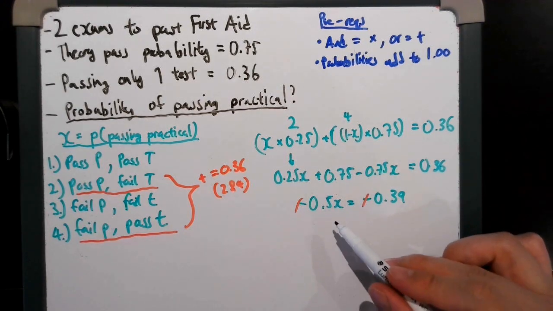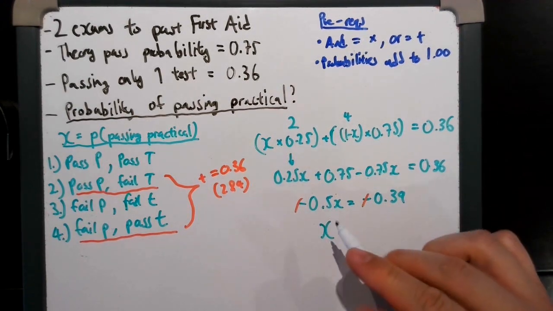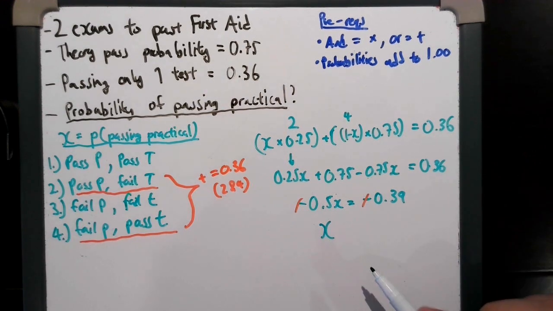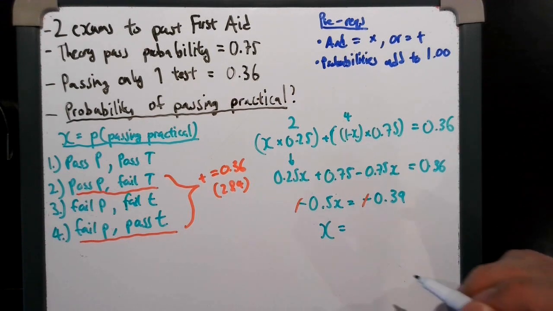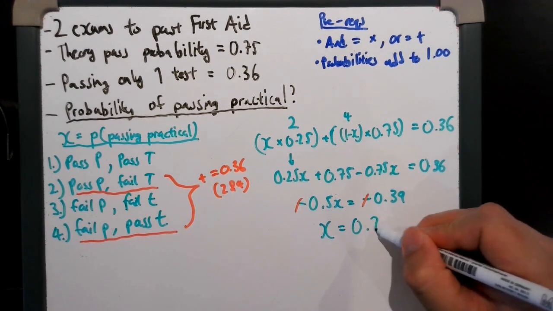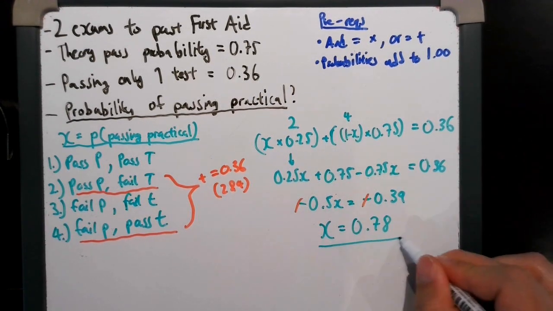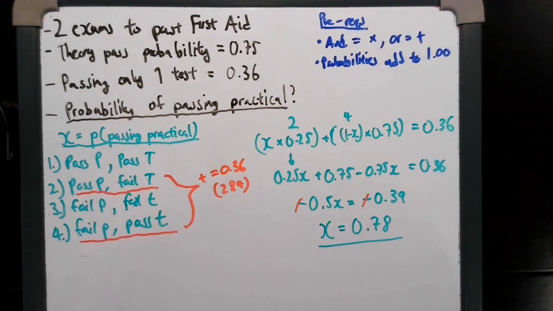So now we want to isolate x. We've got 0.5x equals 0.39, so you just double 0.39 to get your answer. So x equals 0.78. There you go, there's your answer. That's the probability of passing the practical, based on the information we've been given.